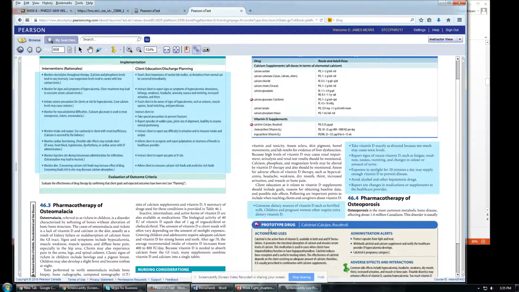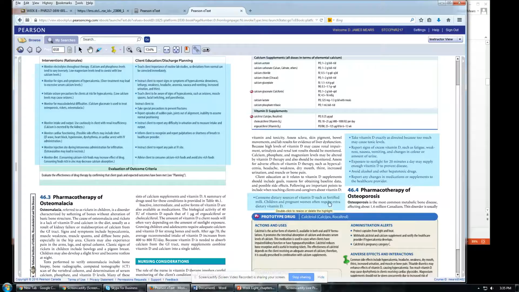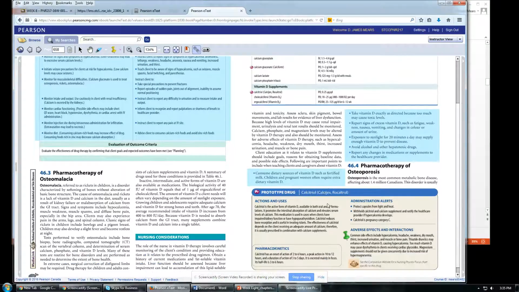Yes. And so consume dietary sources of vitamin D. And obviously vitamin D plays a big role. This is calcitriol right here. Calcitriol is the active form of vitamin D, and that helps increase the absorption of calcium. And so you can read these here. Exposure to sunlight 20 minutes a day should supply enough vitamin D to prevent diseases.